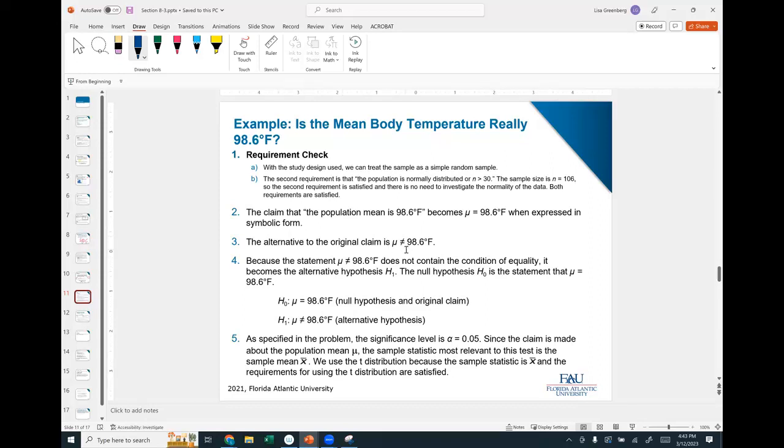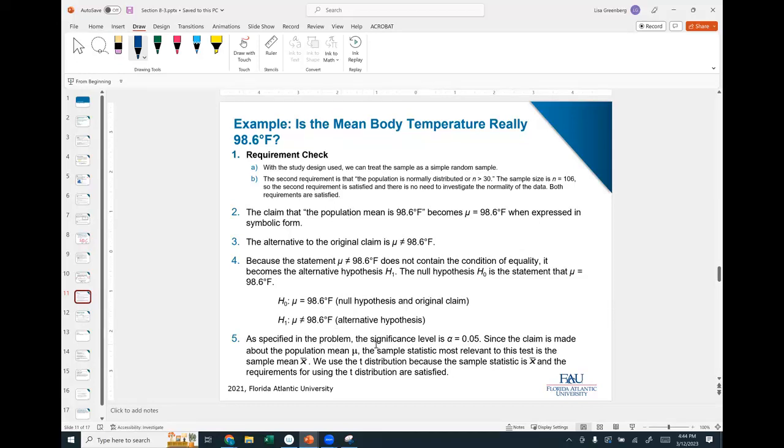The claim that the population mean is 98.6 becomes mu equals 98.6 when expressed in symbolic form, and the alternative is not equal to. Because the statement that mu equals 98.6 contains the condition of equality, it becomes the null hypothesis. Now, the last one we did, our original claim was the alternative hypothesis. Here, our claim is the null hypothesis.